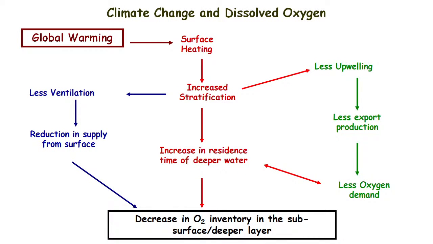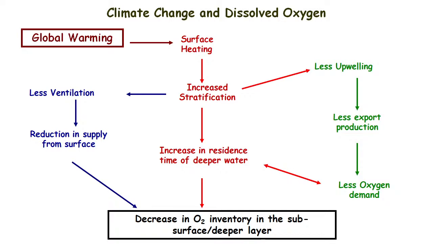Here I am summarizing what I have said, that global warming will lead to surface heating. Surface heating will lead to increased stratification. Increased stratification means there is no exchange of water with the atmosphere, no exchange of oxygen. So the residence time of the deeper water will increase, and if they stay there for a longer time and the organic matter is coming down, more oxygen will be consumed, so oxygen will start depleting. The increased stratification also means less upwelling, less productivity, less export production, and less demand for the oxygen consumption.